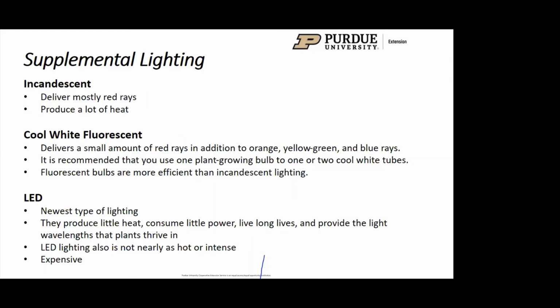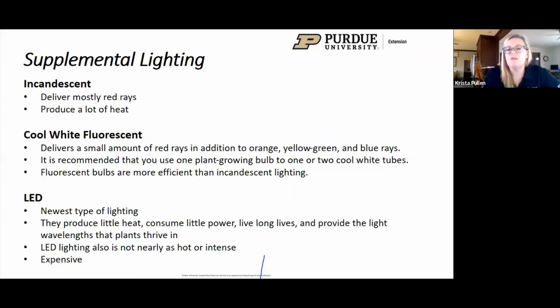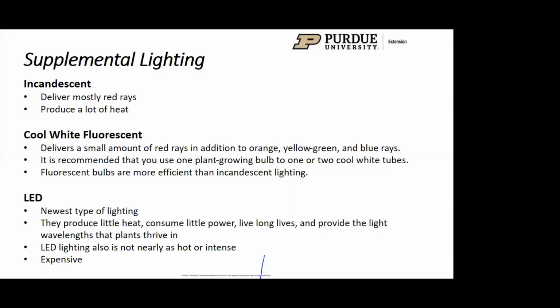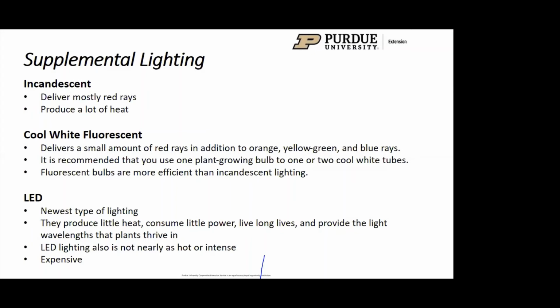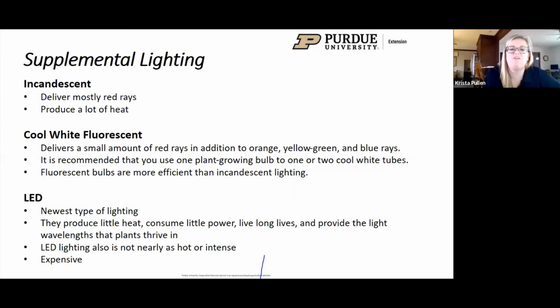This type of light delivers a small amount of red rays in addition to orange, yellow, green, and blue rays, and it's a better choice for indoor lighting systems. The fluorescent bulbs are used especially in combination with a special fluorescent plant growing light, and they're used because they provide that distribution of red and blue rays. So they can make your growing system a lot more efficient.